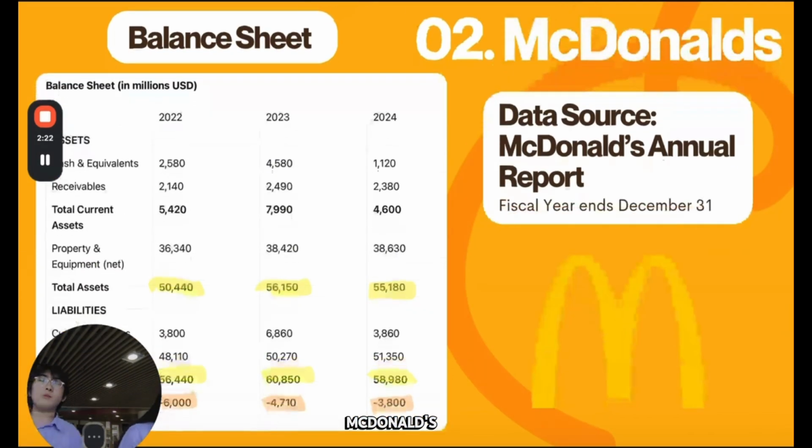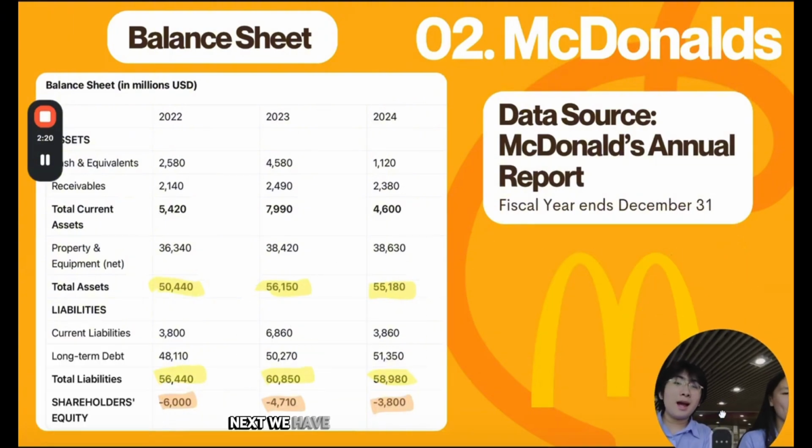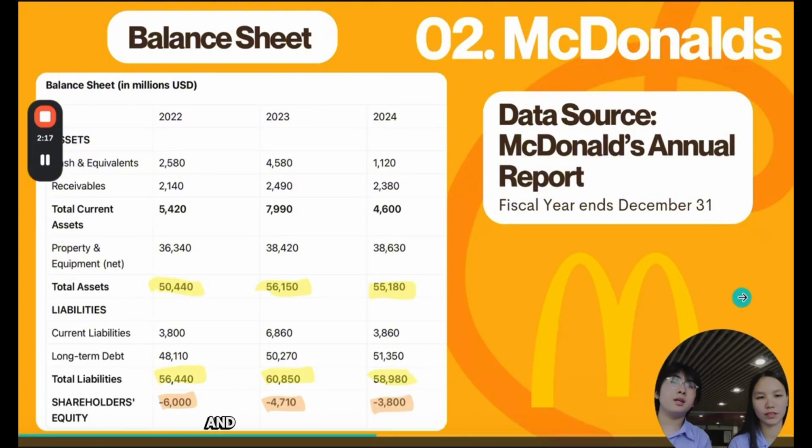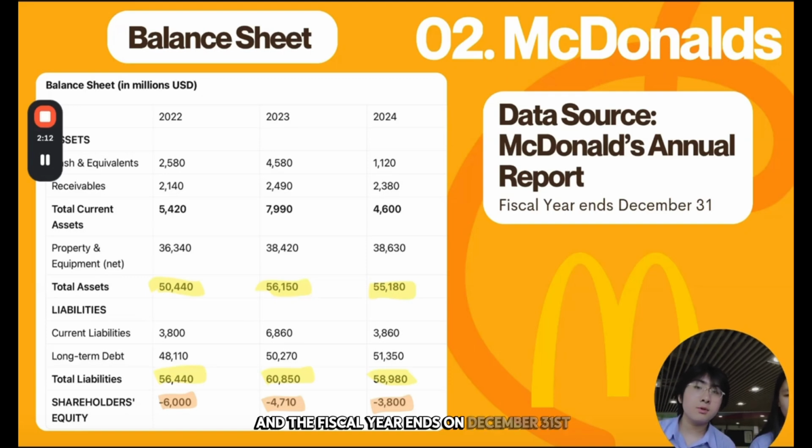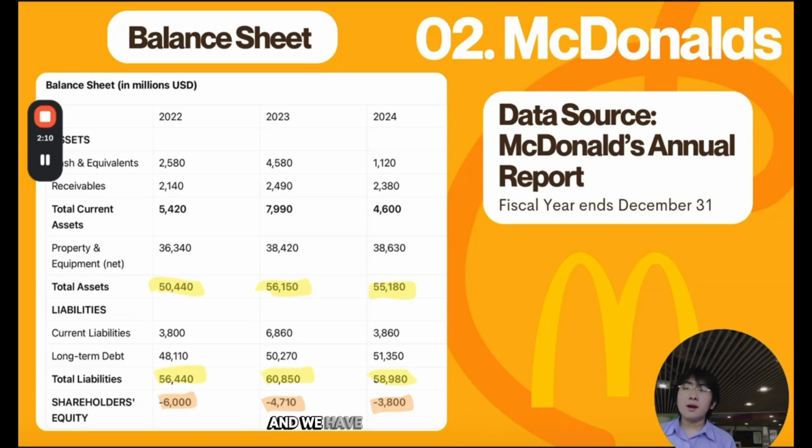Okay, next we have our balance sheet for McDonald's, and again, this is also from McDonald's annual report, and the fiscal year ends on December 31st. And we have the total current assets, and we also have the non-current assets, and that adds up to total assets. And next we have liabilities, right? And as you can see highlighted, we have the total liabilities out there for you, and at the end we have shareholders' equity.